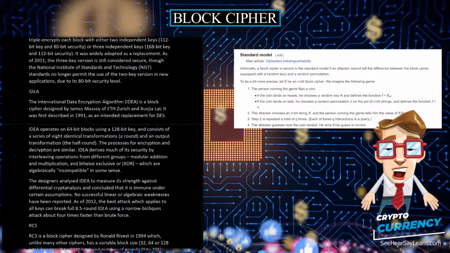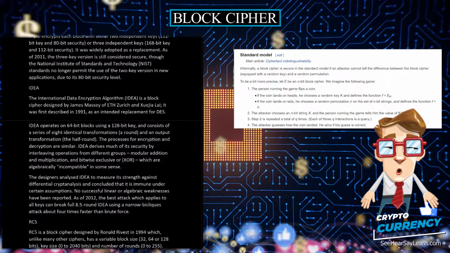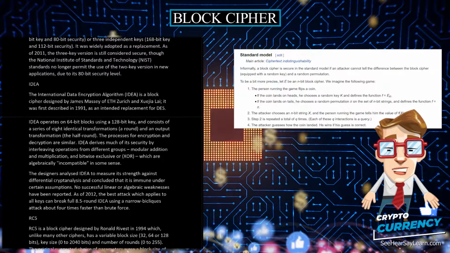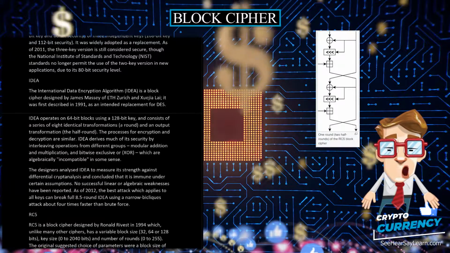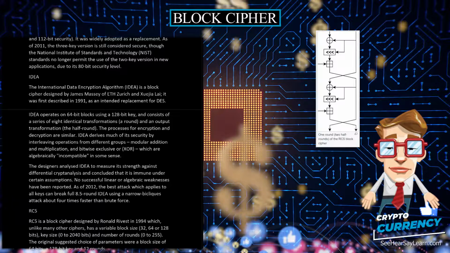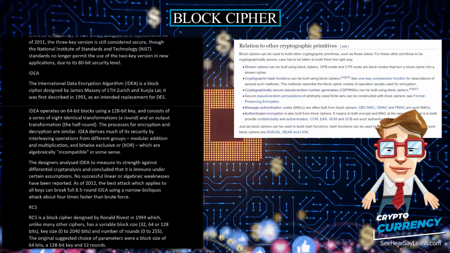As of 2012, the best attack which applies to all keys can break full 8.5 round IDEA using a narrow-biclique attack about 4 times faster than brute force.